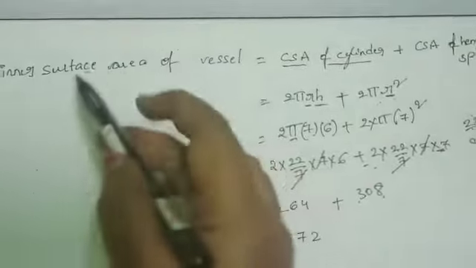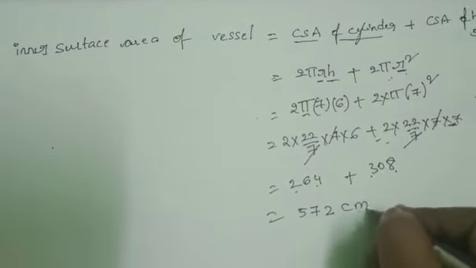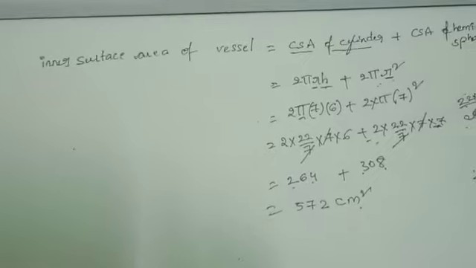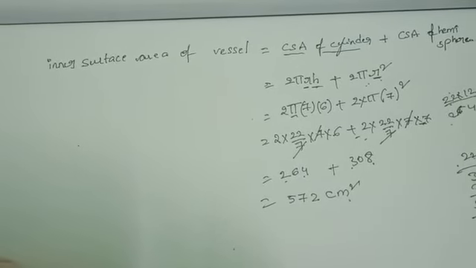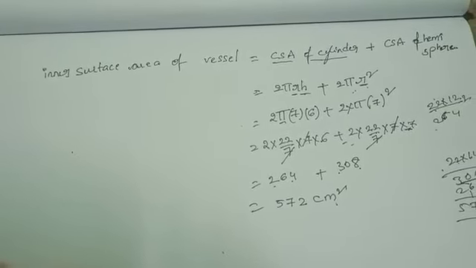This is the surface area. So units are centimeter square. Therefore, inner surface area of vessel equal to 572 centimeter square.